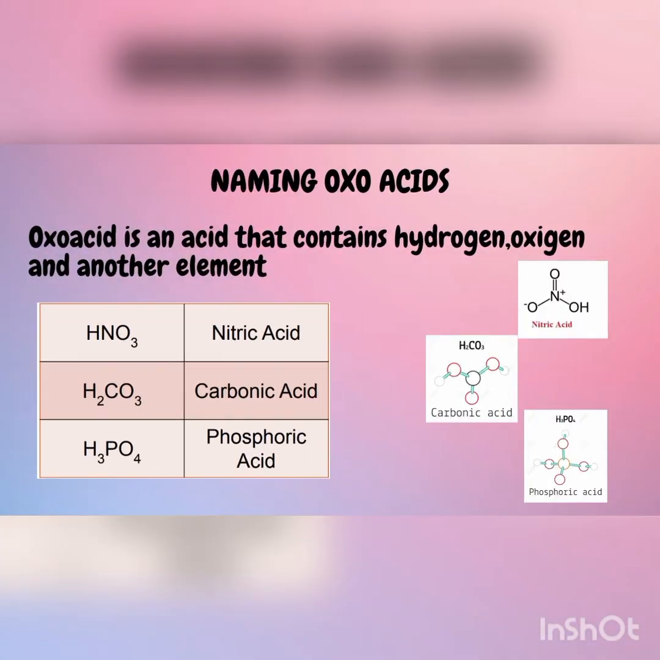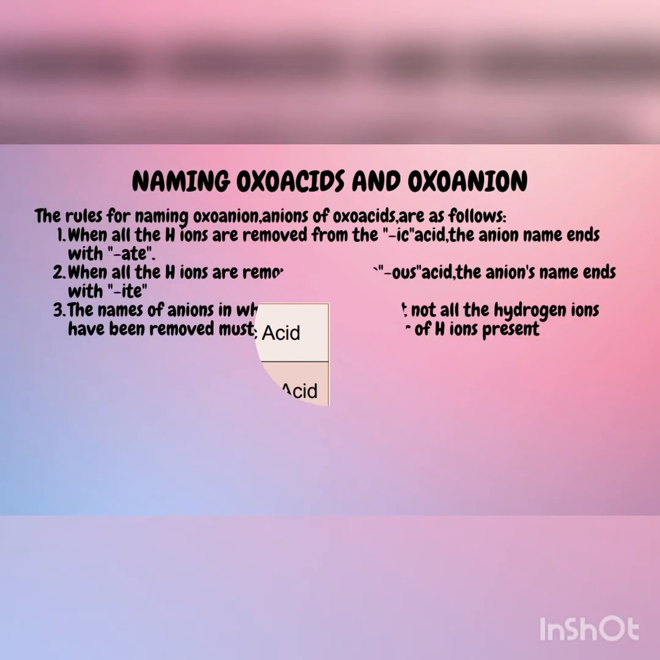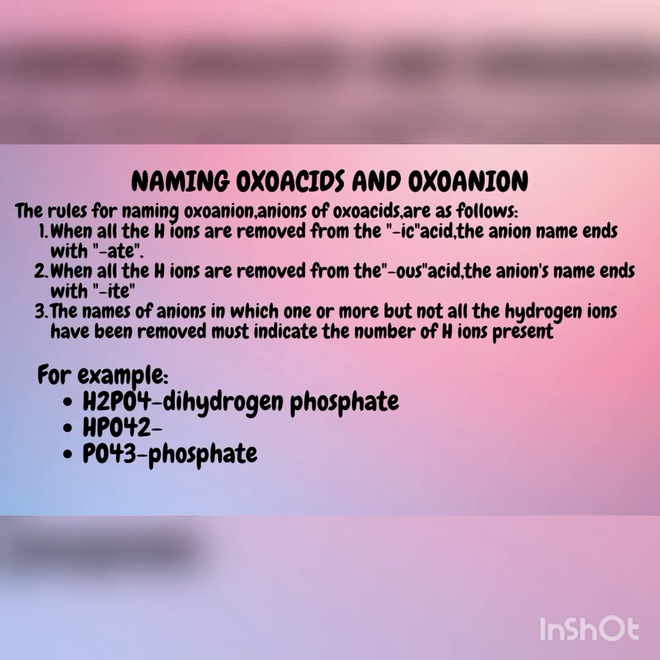Next, naming oxoacids. An oxoacid is an acid that contains hydrogen, oxygen and another element. The rules for naming oxoanions, anions of oxoacids, are as follows. 1. When all the H ions are removed from the -ic acid, the anion's name ends with -ate. 2. When all the H ions are removed from the -ous acid, the anion's name ends with -ite.